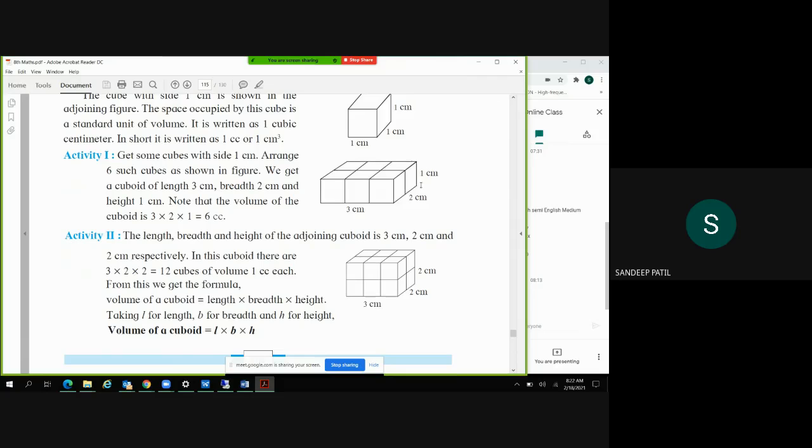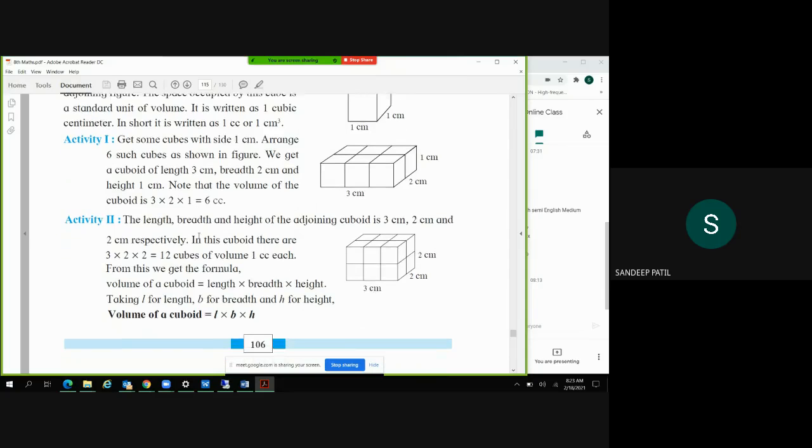3 into 2 into 1, right? The volume is length into breadth into height, so 6. But 6 what? cc, because we know that there are cubic centimeters, this is the unit. Whatever we calculate, we have to take it as a unit, right? So here centimeter, centimeter, centimeter, 3 times centimeter becomes cubic centimeter.